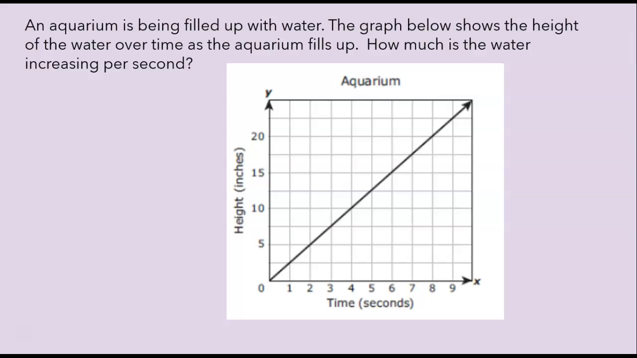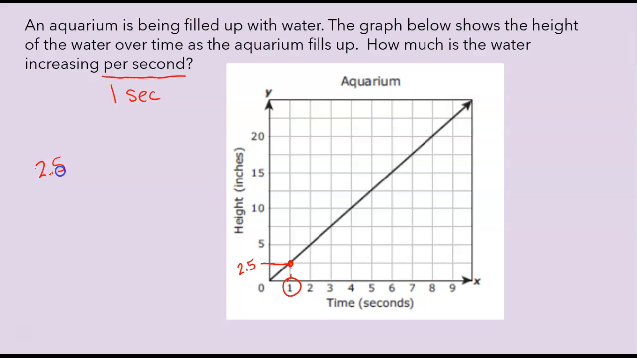An aquarium is being filled up with water. The graph below shows the height of the water over time as the aquarium fills up. How much is the water increasing per second? When you see the per second, that means how many seconds? 1 second. Do I have 1 second on my graph? Yes, right here. So if I follow that up, its point corresponds to this line. Well, I know if the second line is 5, what does that first line have to be? 2.5. Halfway between 0 and 5 is 2.5.